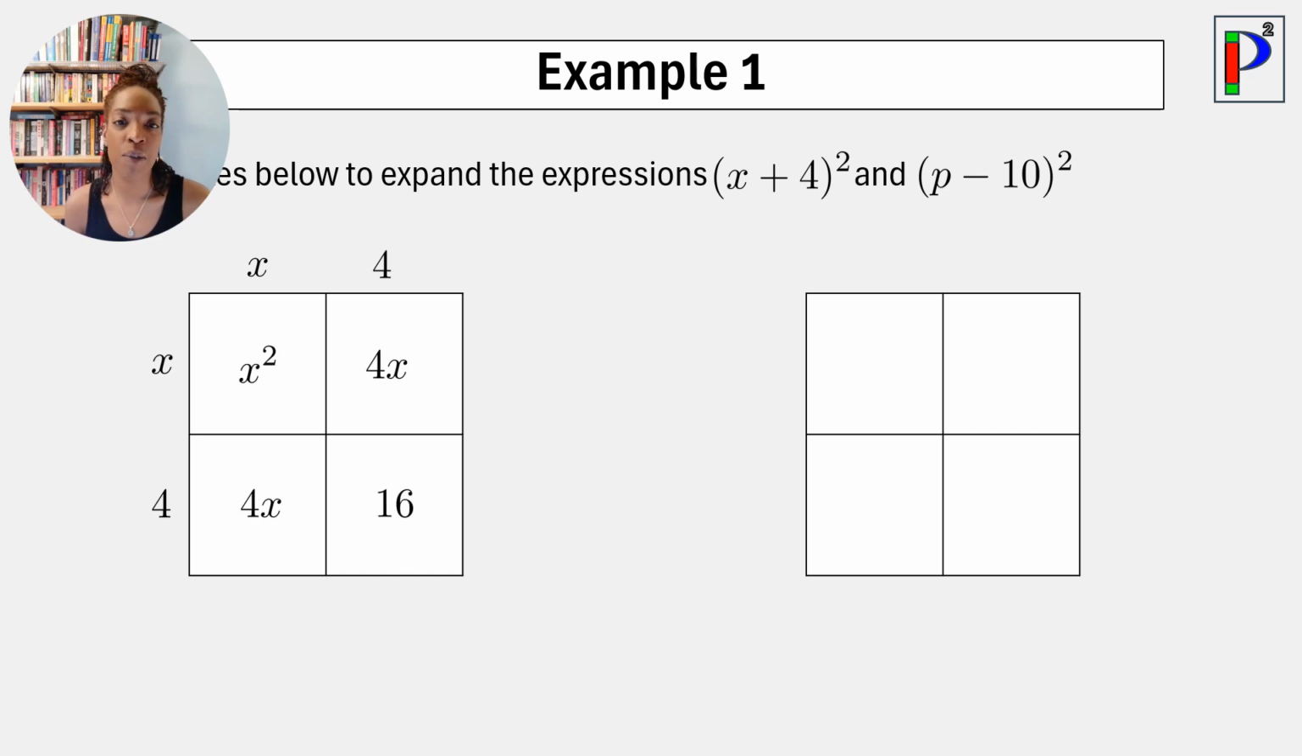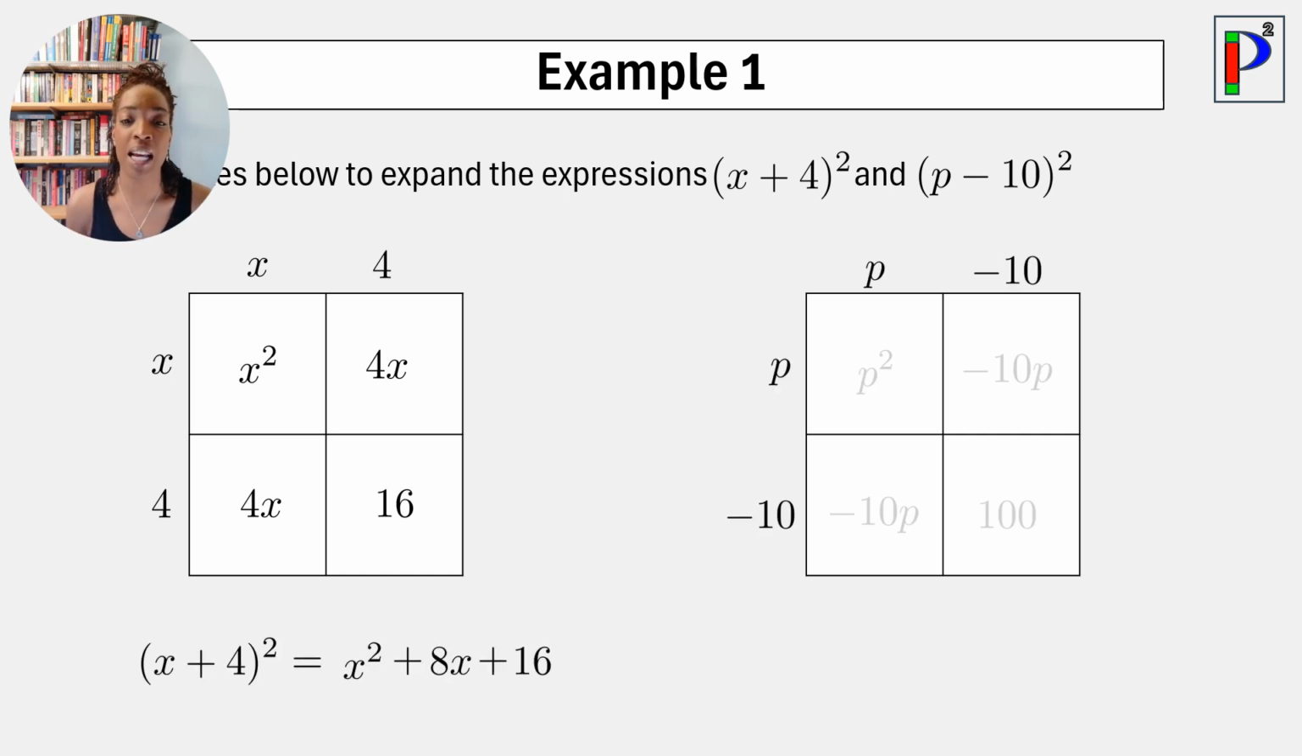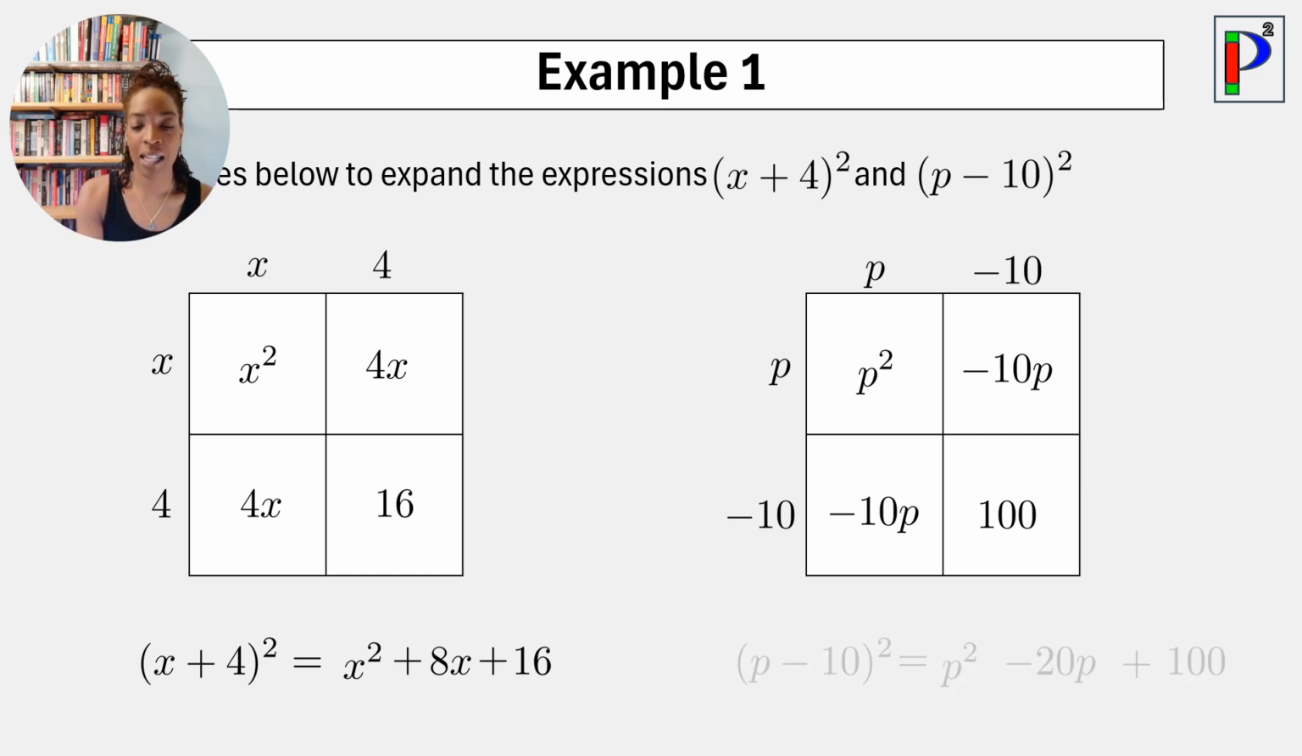I put x and 4 outside my boxes and I multiply to fill them. My expanded expression is x squared plus 8x plus 16. For my second example, I put p and negative 10 outside my boxes, fill them in, and then I expand to get p squared minus 20p plus 100. Do you see any patterns?